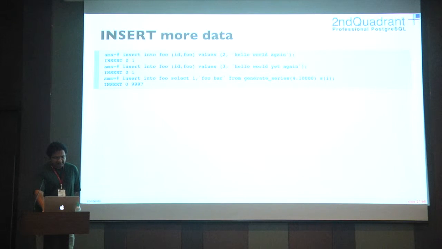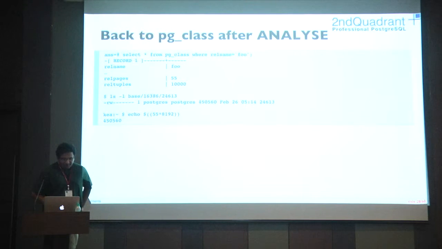Now we insert a bunch of new rows into the table. You can see there are 2 strings of different lengths, and then a whole bunch of strings of the same length, which is far too many tuples to fit on one page in this case. So when we run ANALYZE and look at pg_class again, it tells us that our relation now has 55 pages and 10,000 tuples. Those are both exact values, which we know because that's how we set it up.